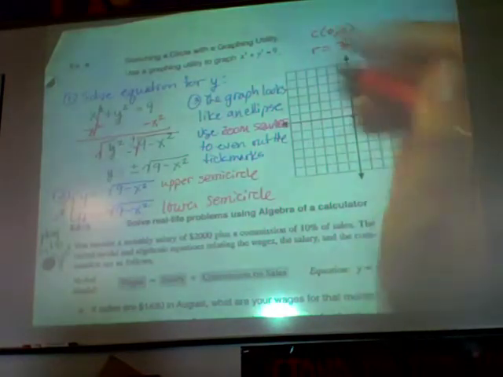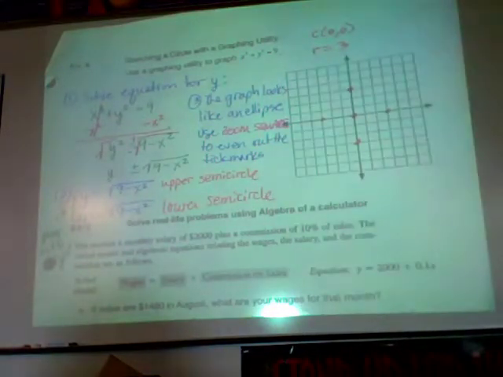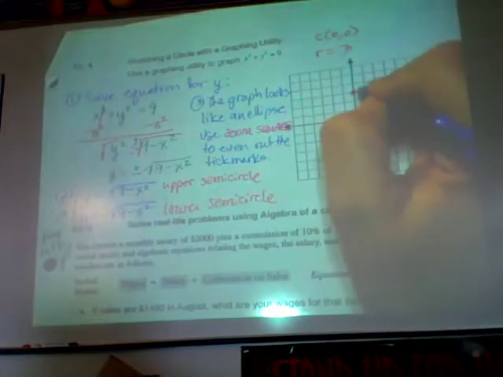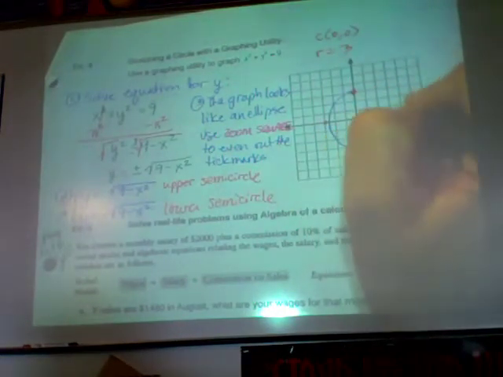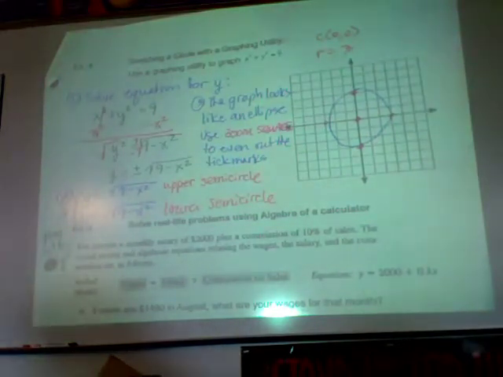So then you want to go north, 1, 2, 3, south, 3, east, 3, and west, 3. And then connect those with as nice of a curve as possible. I usually have difficulties. Look at how lumpy my circle is. Oh well. That's good enough for government work.